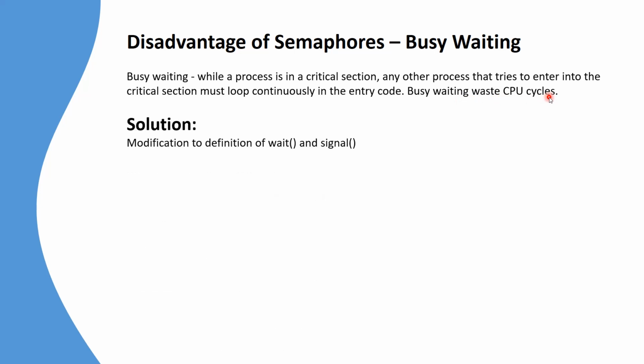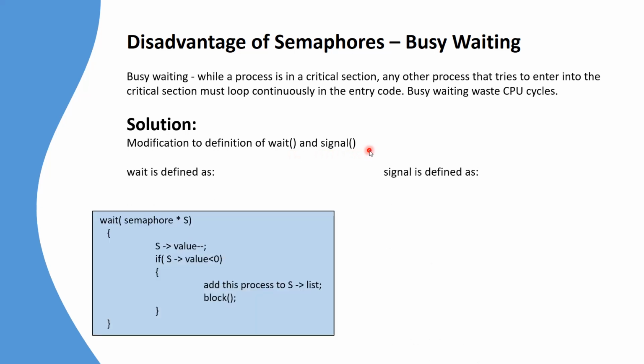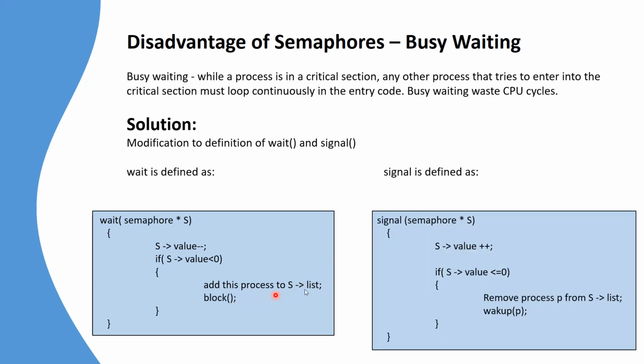So what is the solution? There is a modification to the wait and signal operations. So let us look at the new code for wait and signal operations. In the wait operation, we see that the semaphore value is decremented, and if the semaphore value is less than 0, the process is added to a queue. Here list represents the queue and the block operation is executed. Similarly, in the signal operation, the semaphore value is incremented, and if the value is less than or equal to 0, a process is removed from the queue and the wakeup operation is executed.